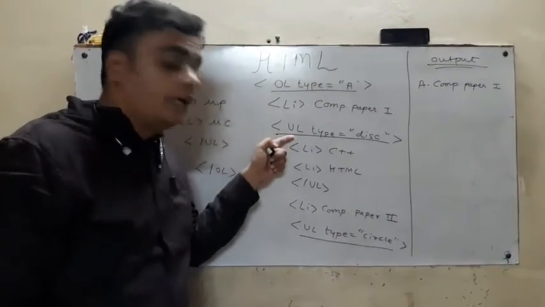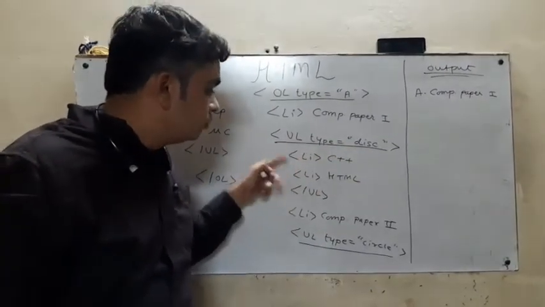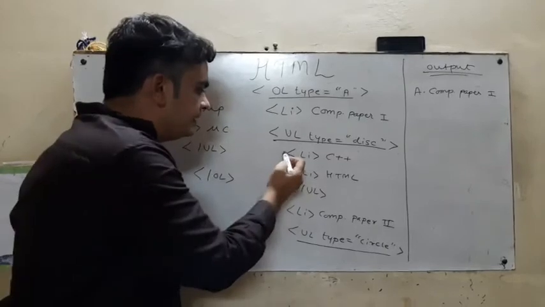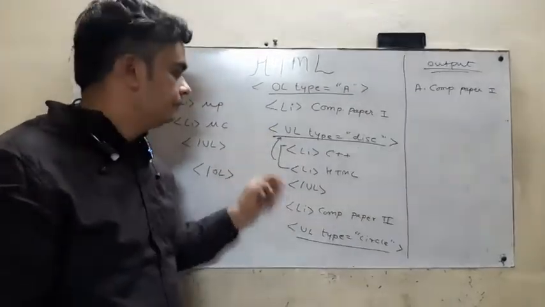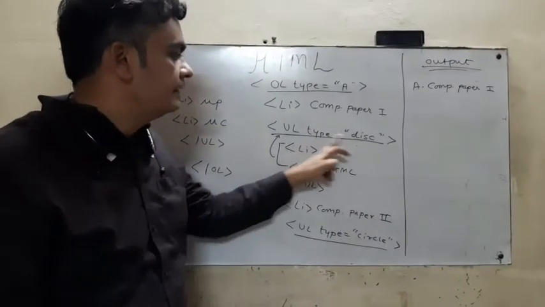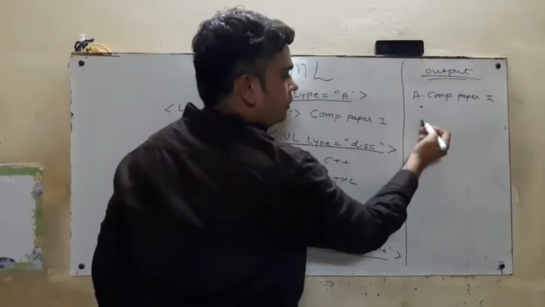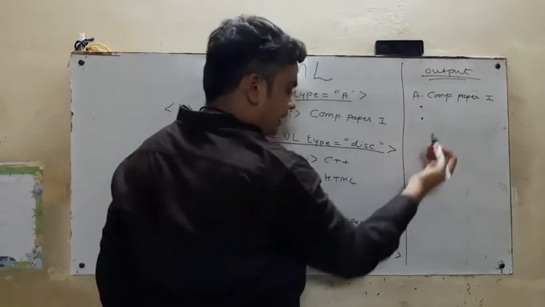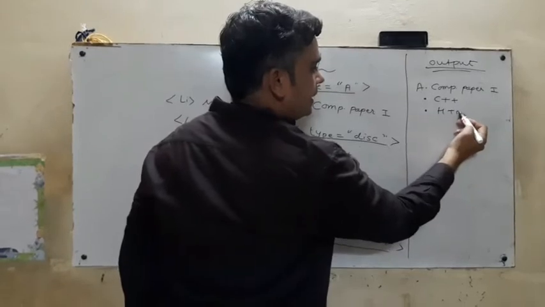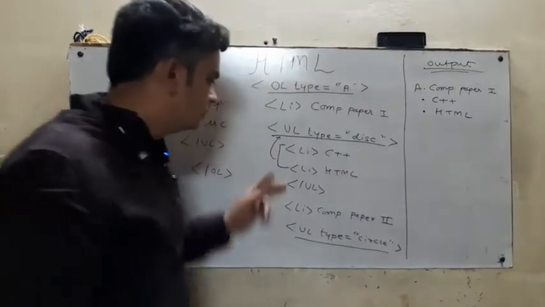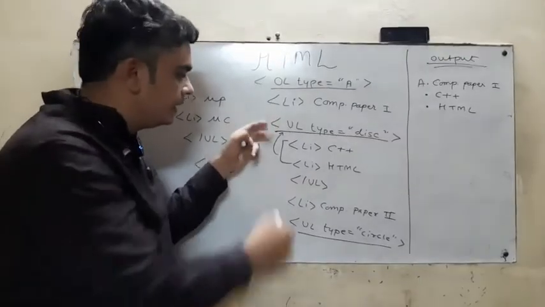Thereafter I am using an unordered list. UL type is equal to disk, and these are two separate elements. These two elements are related with this UL tag. So how will it be represented? By disk. So thereafter I am going to draw one filled circle. This is another circle. First element is my C++, second is HTML. So these are the two elements which are bound within this UL tag and slash UL tag.